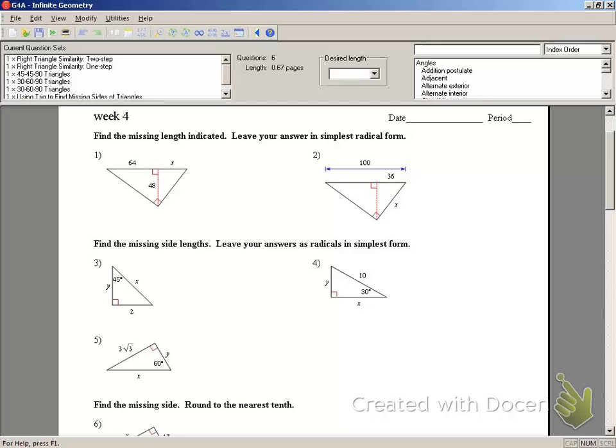So this is our startup for week 4. It says find the missing length indicated. Leave your answer in simplest radical form. So we are looking at number 1, and we are solving for x.